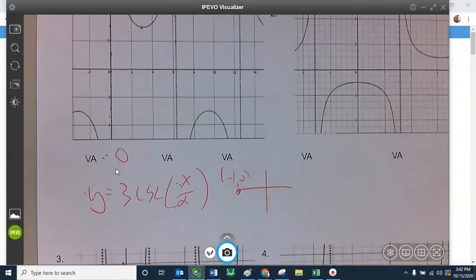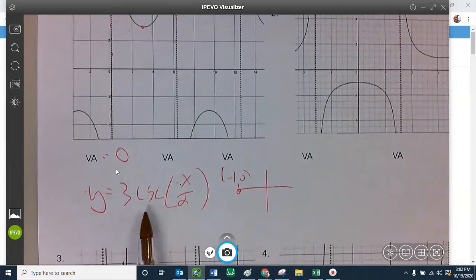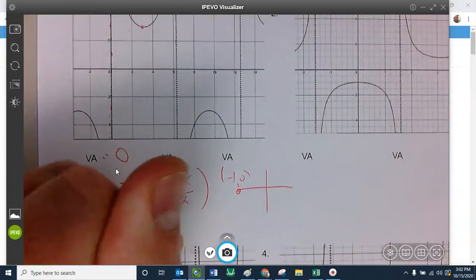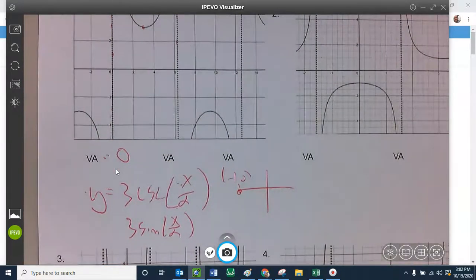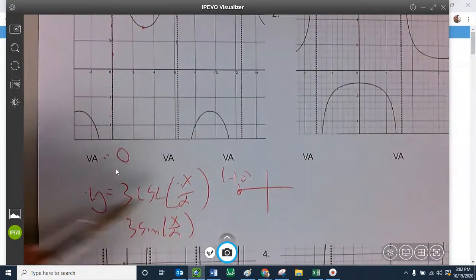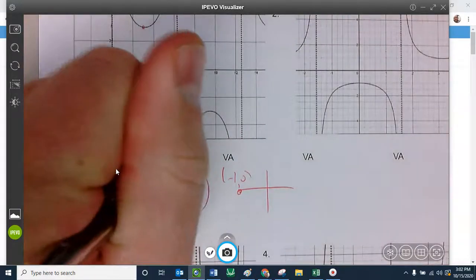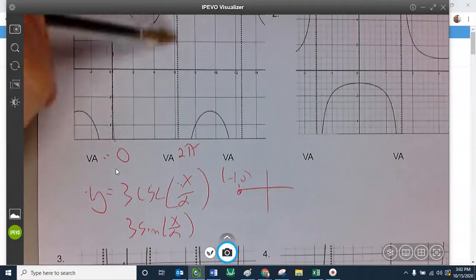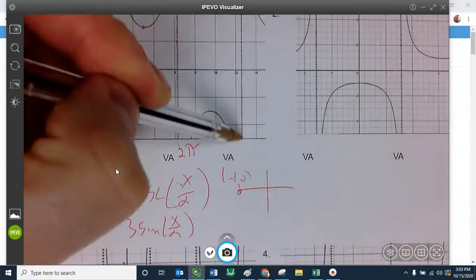No good. In a pinch, if you have to, you could just sketch little graphs of these things. Like I could exchange this for sine, 3 sine of x over 2, and then figure out where those nodes are. Remember, nodes become asymptotes. So if we have to do that, we have that method. But this is actually going to be, we decided, 2 pi. And then I just like patterns, right? 0, 2 pi, keep that pattern up, 4 pi.